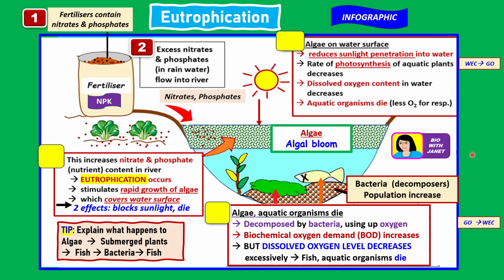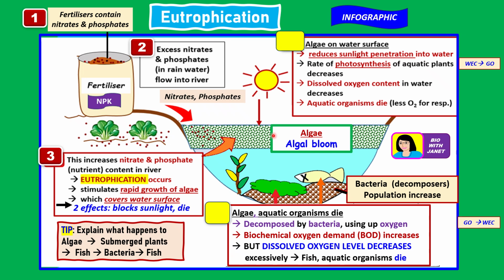Now next, the content of the nitrates and phosphates increases in the river, right? So we call that nutrient enrichment. Okay, that means eutrophication has occurred, in which the water ecosystem becomes rich in nutrients such as nitrate and phosphate. That's the meaning of eutrophication. It is the process whereby the water ecosystem becomes rich in nitrates and phosphates, which are nutrients to what? To the algae and the plants.